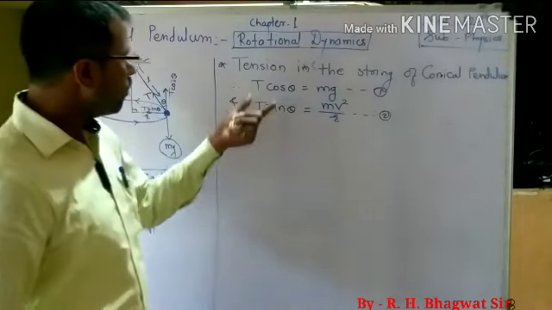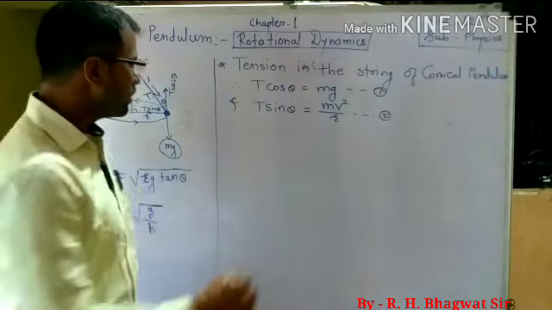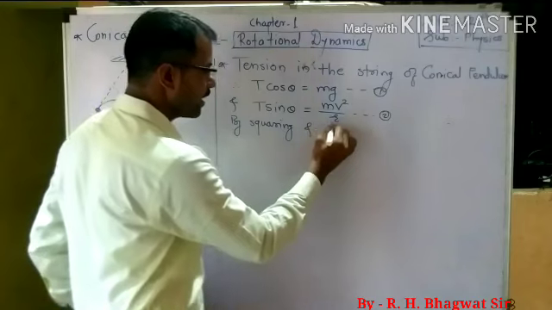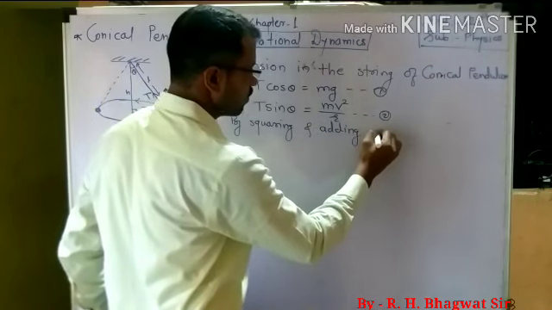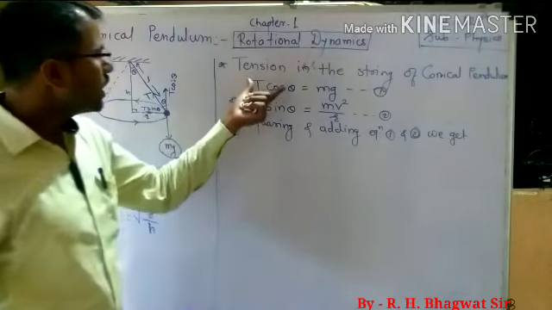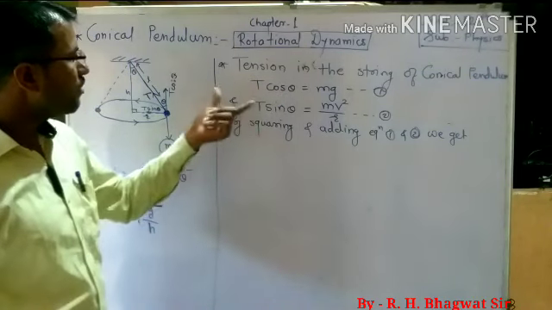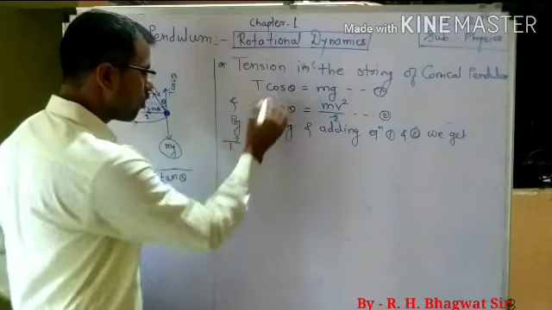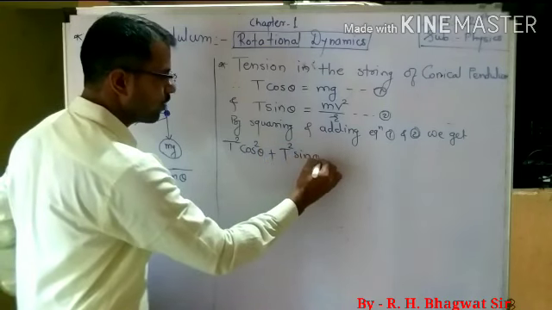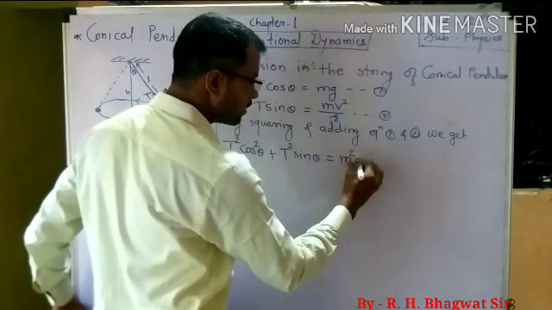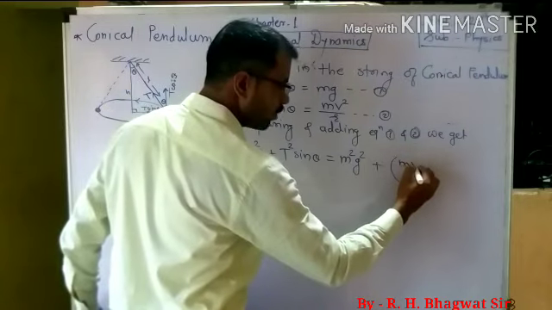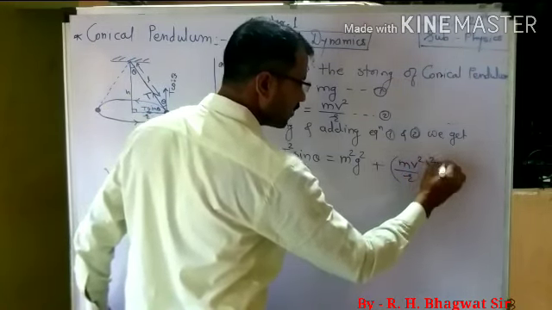Therefore, we can write T sin theta is equal to the centripetal force mv square upon r, equation number second. Now, by squaring and adding these two equations, first and second, we get, squaring the left hand side of both equations and adding, T square cos square theta plus T square sin square theta is equal to m square g square plus the square of this centripetal force, (mv square divided by r) whole square.